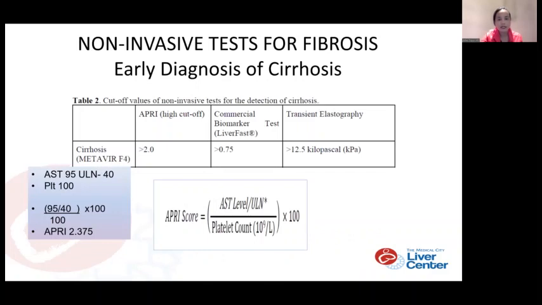So if you remember the values earlier, this is how we check for cirrhosis through using the APRI score. So for the APRI score, you just need your AST and your platelet count, which we had in this case. And if you plug in the AST, you get an APRI score of more than 2. So when your APRI score is more than 2, the chance of having liver cirrhosis is increased. So this patient most likely has cirrhosis. We have evidence based on his ultrasound and his APRI score now.